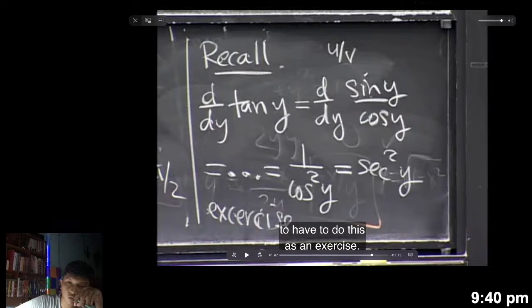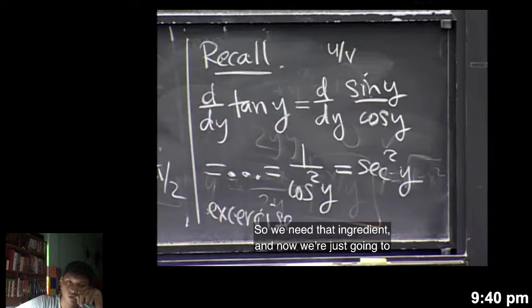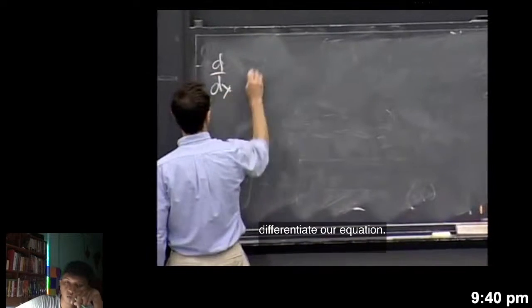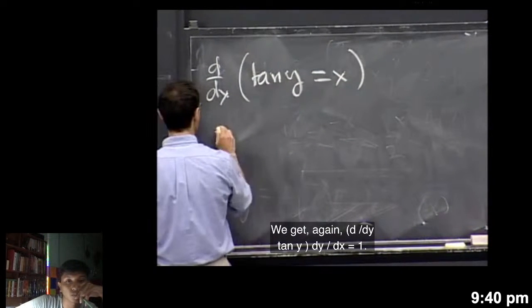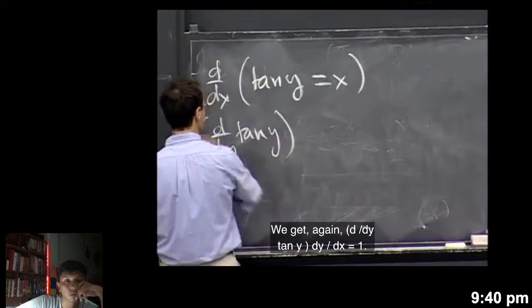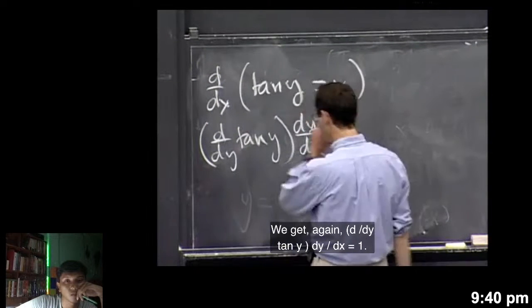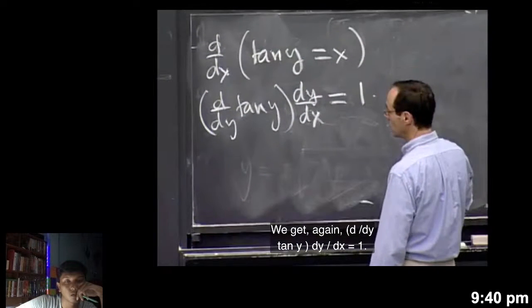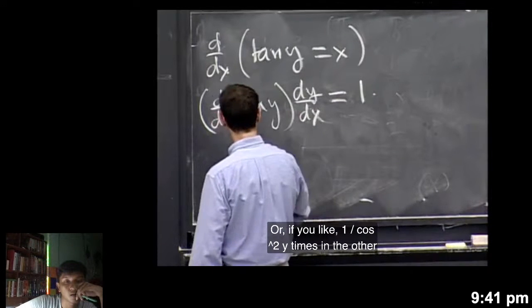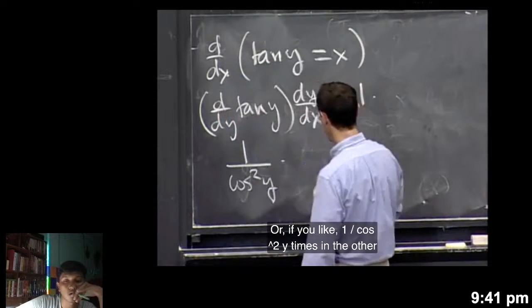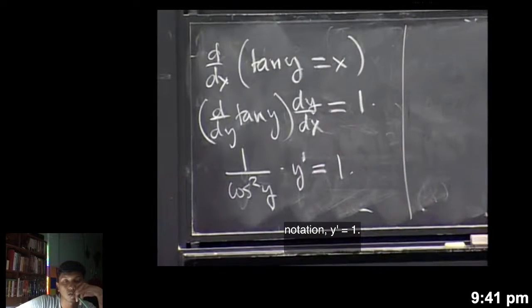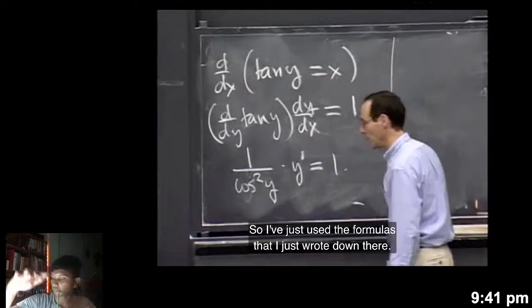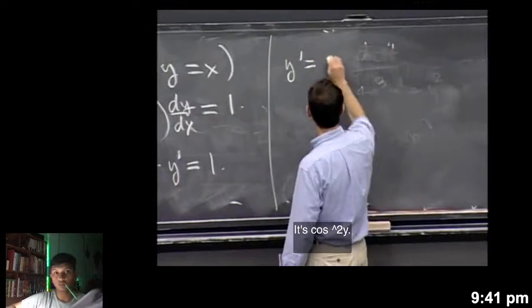Okay, so we need that ingredient, and now we're just going to differentiate our equation. And what do we get? We get, again, d by dy of tan y, times dy dx is equal to 1. Or if you like, 1 over cosine squared y times, in the other notation, y prime is equal to 1. I just used the formula that I just wrote down there. Now all I have to do is solve for y prime. It's cosine squared y.